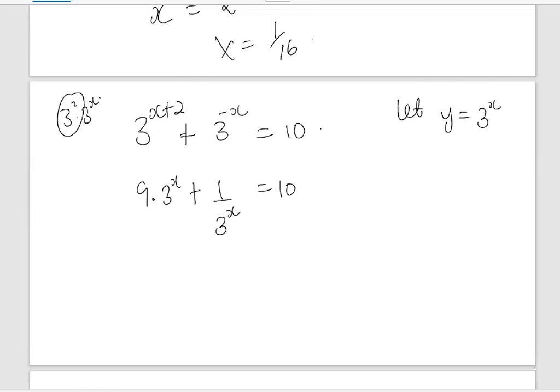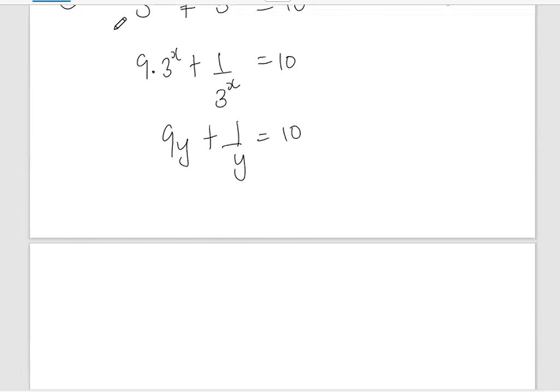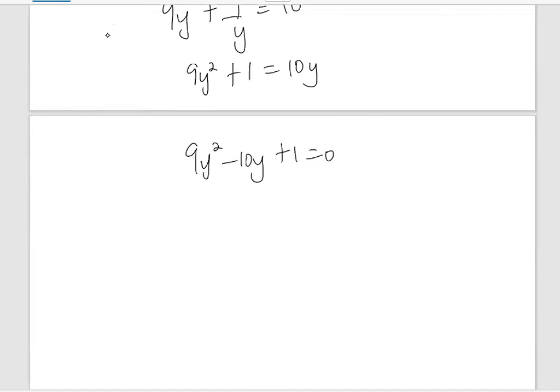Then I can say that let y be equal to 3 to the x. Then let's do the substitution. It's going to be 9y plus 1/y is equal to 10. Multiply through by y. Okay, I'm going to have 9y squared plus a 1 is equal to 10y. Let's get a standard equation. 9y squared minus 10y plus 1 is a 0. Then do the factorizing.